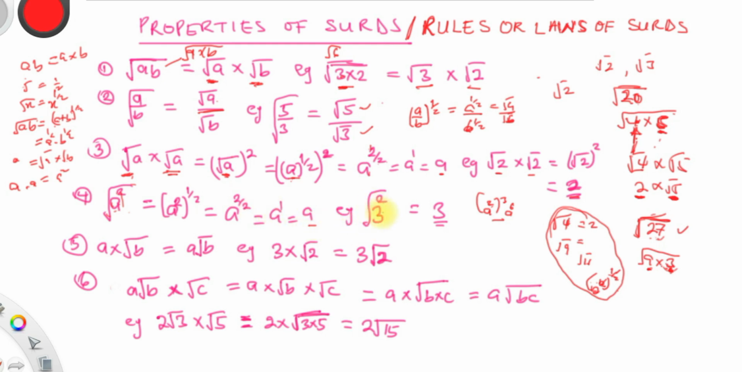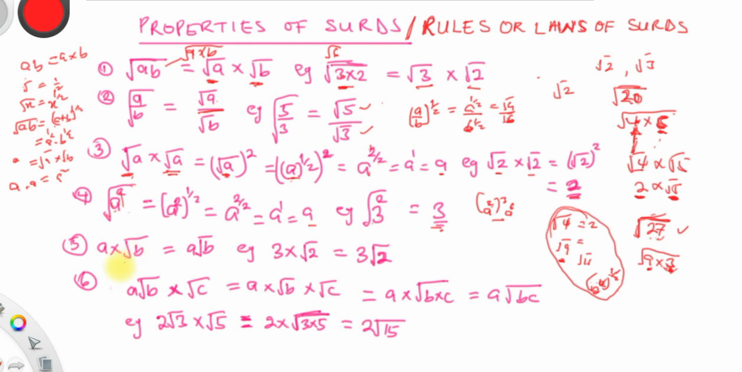So it means that if we have 3 raised to the power 2 under the square root of, we get 3. Don't forget that 3 squared is the same as 9, as I just explained. So square root of 9 is the same as square root of 3 squared, which is equal to 3.